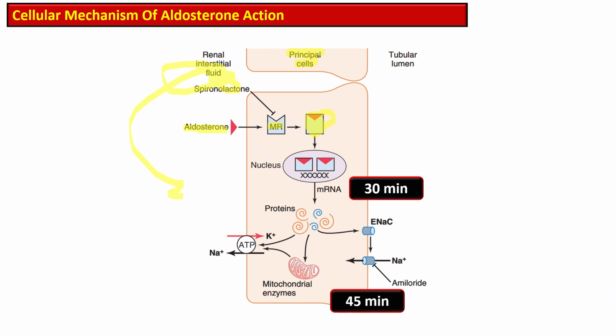At this point, hormone receptor complex formation can be blocked by the use of spironolactone, that is a potassium sparing diuretic, and it antagonizes the aldosterone action. Then this hormone receptor complex is internalized. It goes into the nucleus, and in the nucleus it binds to the DNA and initiates transcription of messenger RNA that encodes proteins that are involved in sodium transport, ENaC protein, sodium transport.